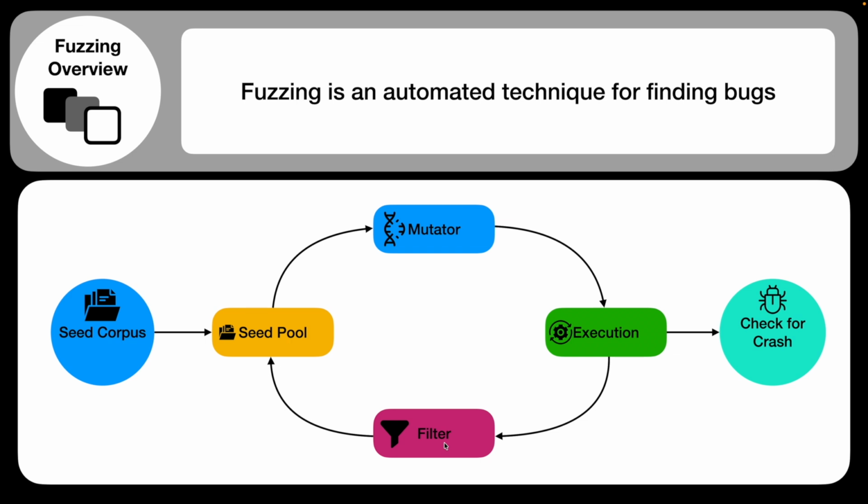So did we find new coverage? Did we hit a new edge? If we have an interesting case, we then add that to the seed pool, and we can just continue this process forever or for a defined period of time with the goal of trying to find unique crashes.